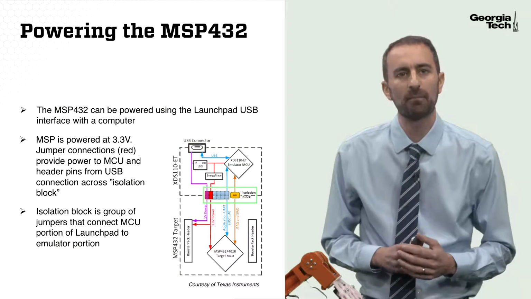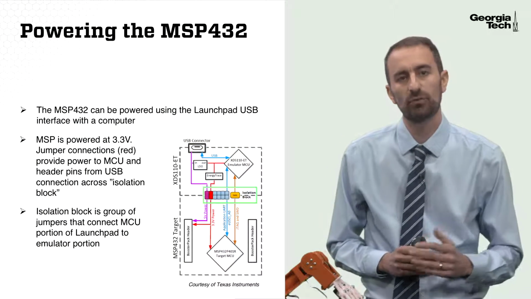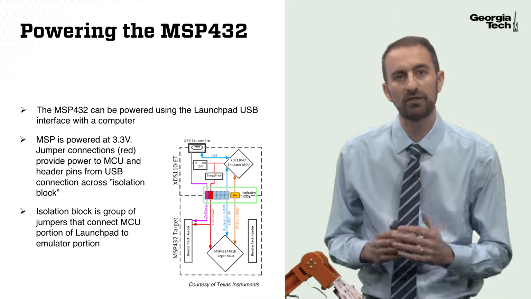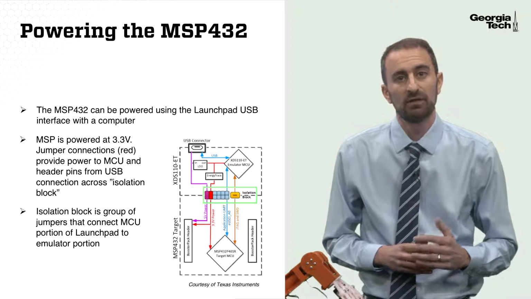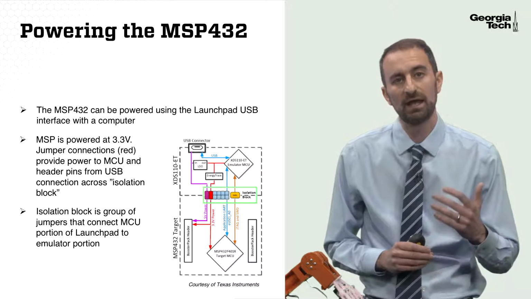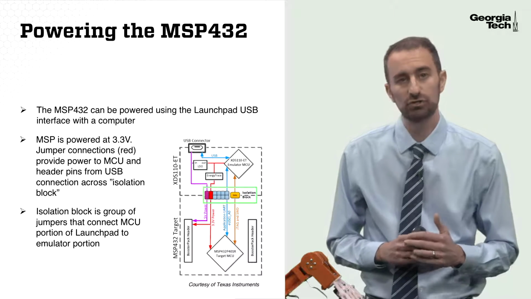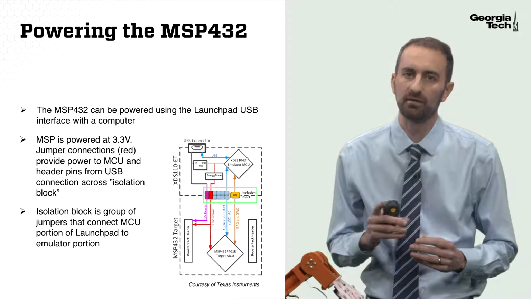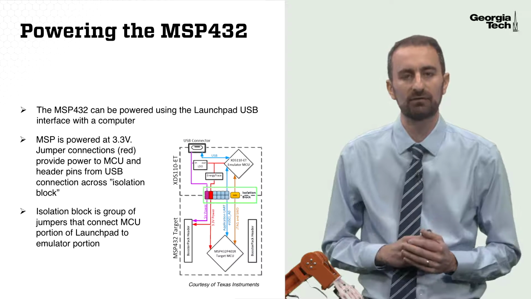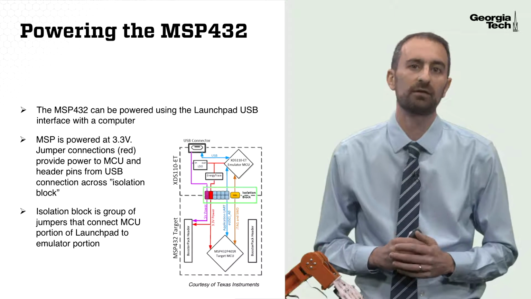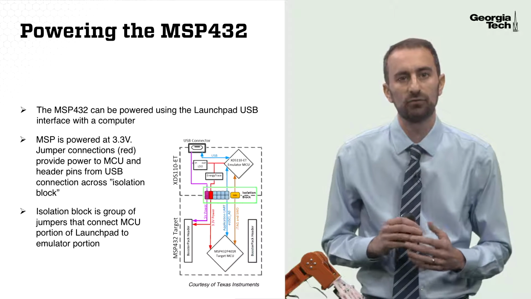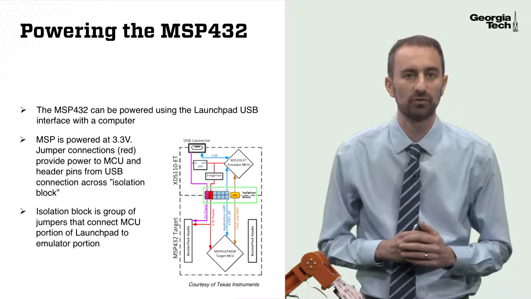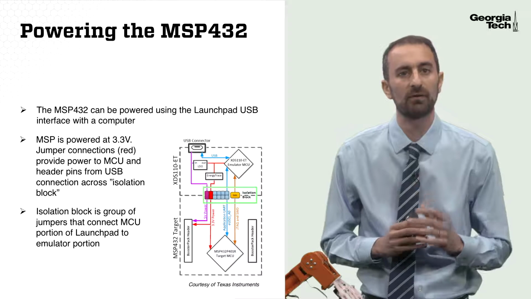It's important to understand how to power the microcontroller. The MSP432 can be powered when installed on the Launchpad development kit via the USB interface with a computer. The MSP432 is powered via a 3.3 volt jumper connection, which is shown in red in this diagram. One key aspect of this diagram is that block in green. There's a little green rectangle that denotes what's called the isolation block. This isolation block includes a group of jumper wires that connect the onboard emulator with the microcontroller between those two dashed blocks on top and on bottom.